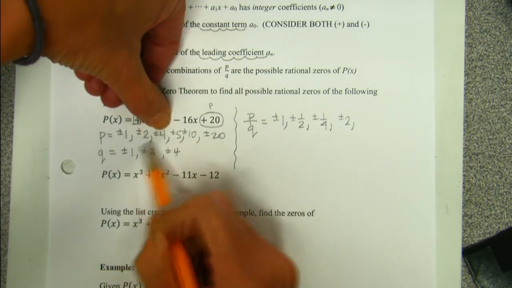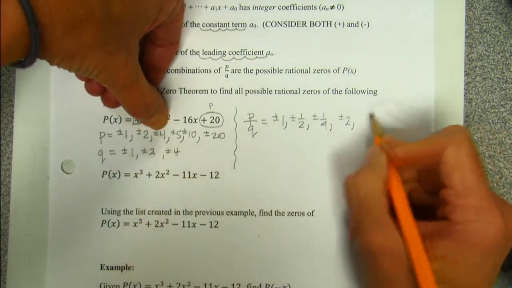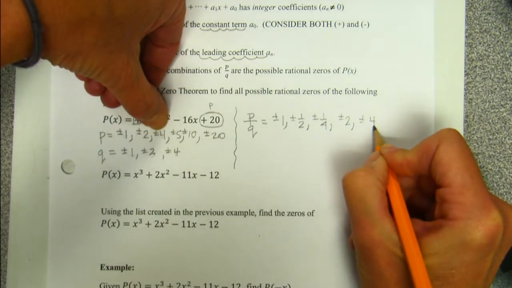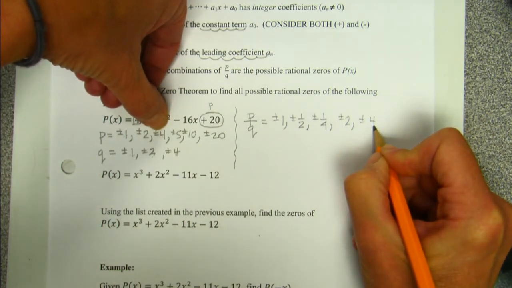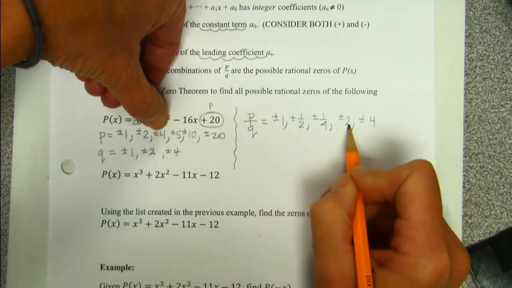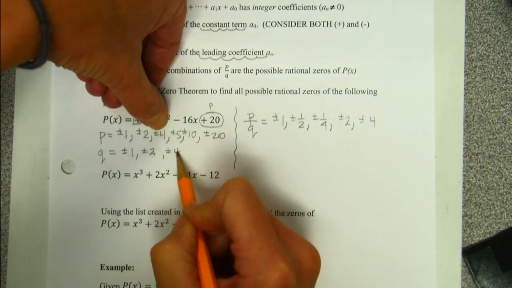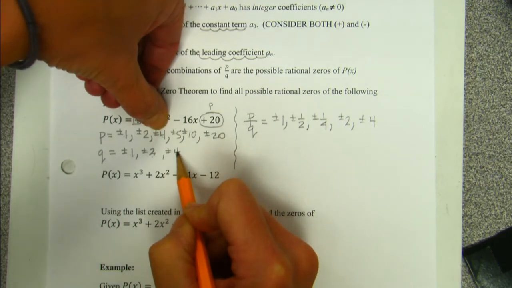I can move over to the next p and put it over each q. 4 over 1 is 4. 4 over 2 is 2. It's already in my list. I do not have to list it again. And 4 over 4 is 1. It's already in my list. I don't have to list it again.